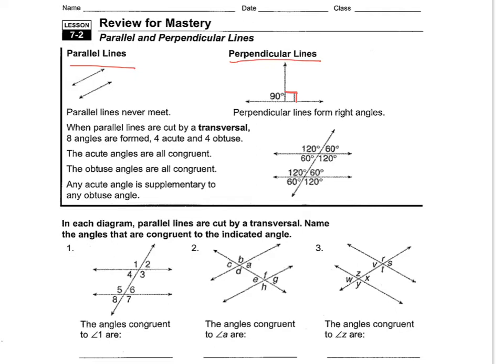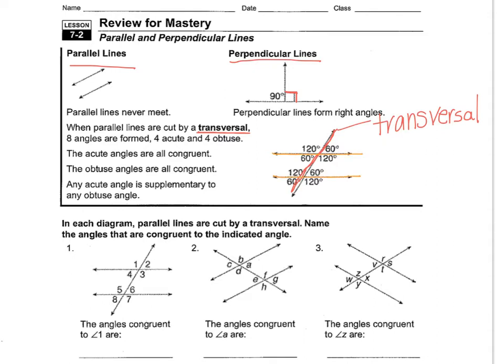All right, but a new word possibly for you is a transversal. A transversal is a line that intersects two or more lines. So let's highlight this line right here. That is our transversal. It is intersecting two or more lines. And what's special about the lines that it's intersecting is that they are parallel.